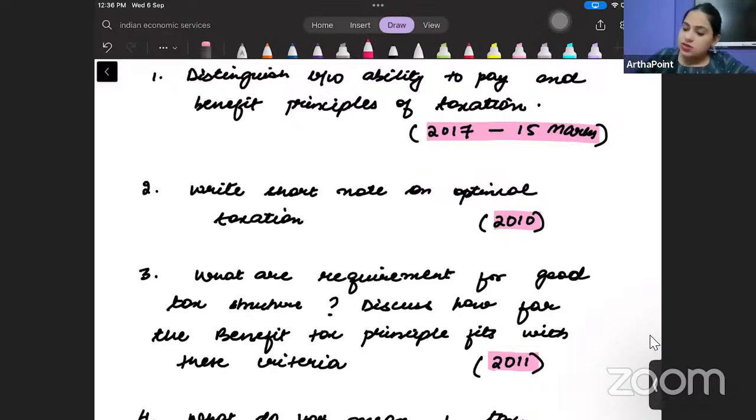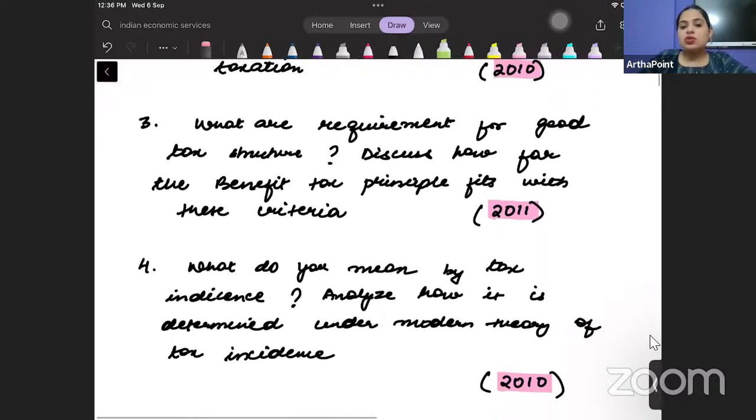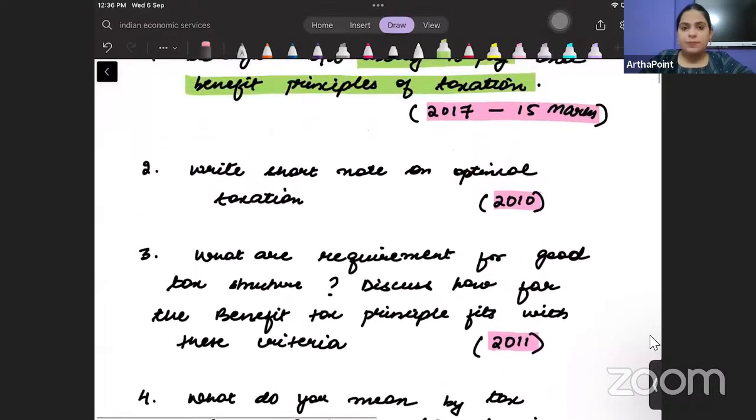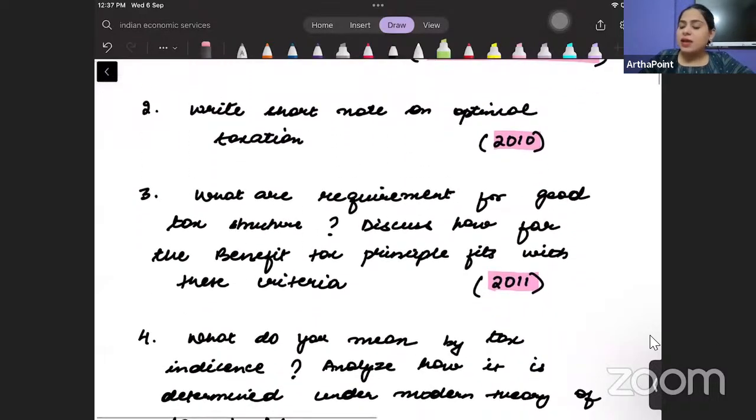The question is, distinguish between ability to pay and benefit principle. This was asked in 2017. The benefit principle was also asked in 2011. It was also asked in 2010. So it's a very common topic. Then another type of question that comes is, write a short note on optimal taxation.